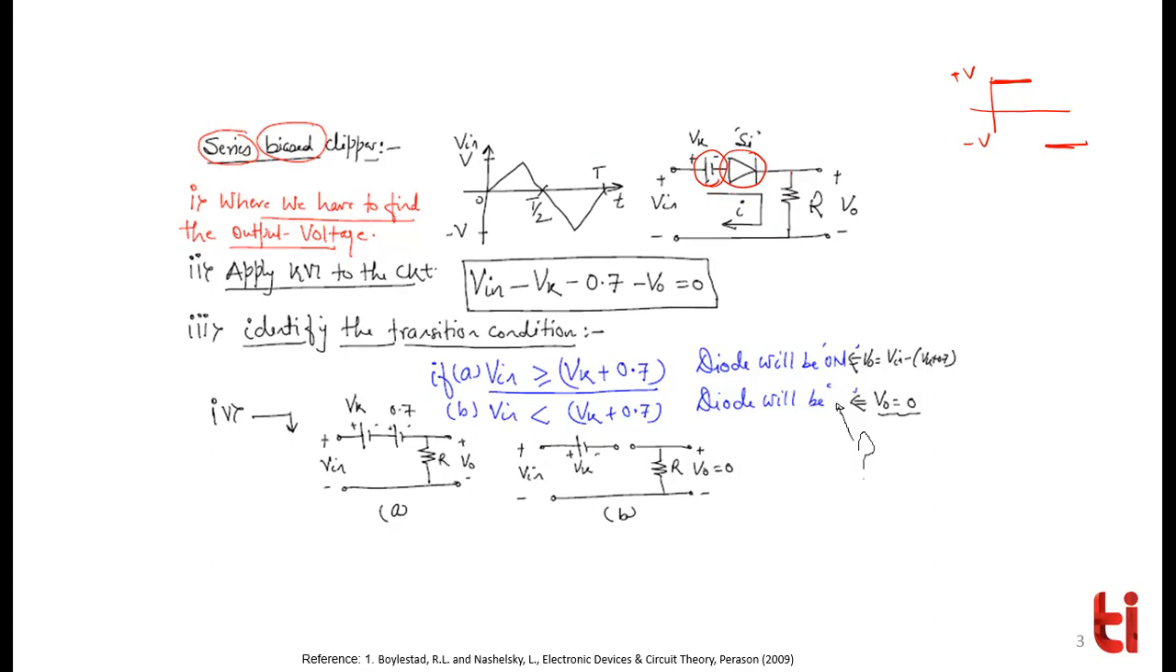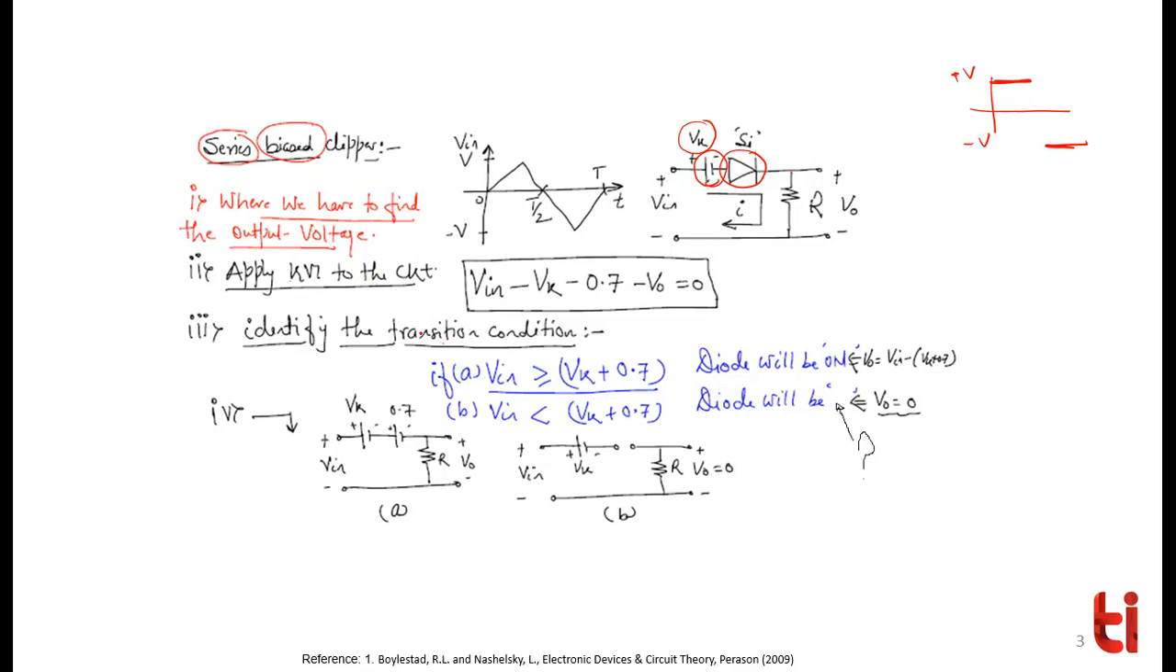This is very, very important now. This is a silicon diode, and a VK battery is also there. You have to understand this question very carefully. VK battery is also there, and there is a silicon diode also. Apply KVL to the circuit, where we have to find the output voltage. Second, apply KVL to the circuit and identify the transition condition.